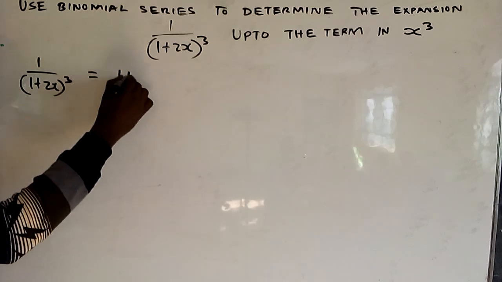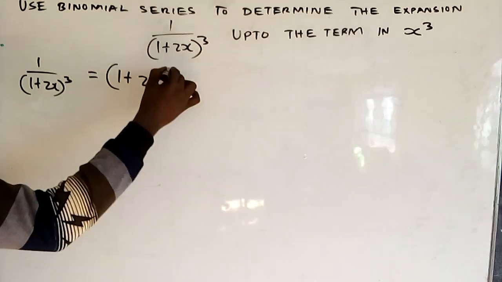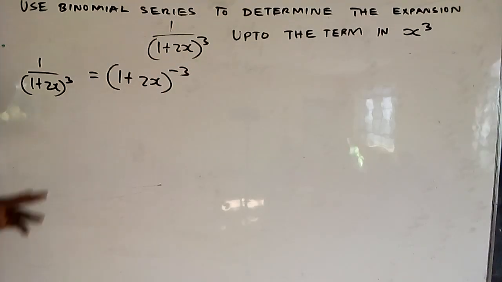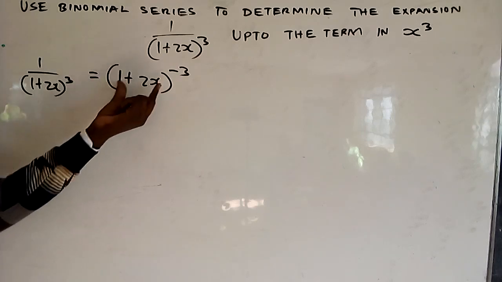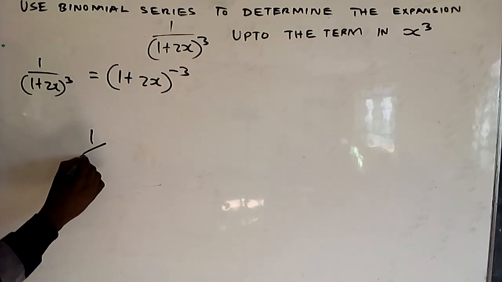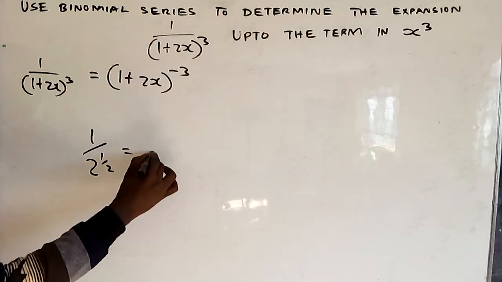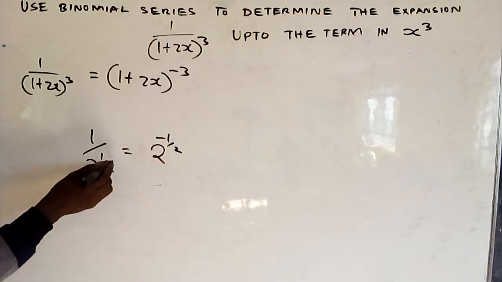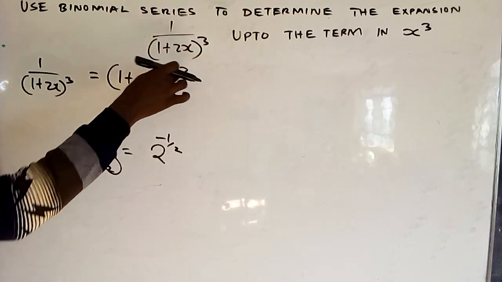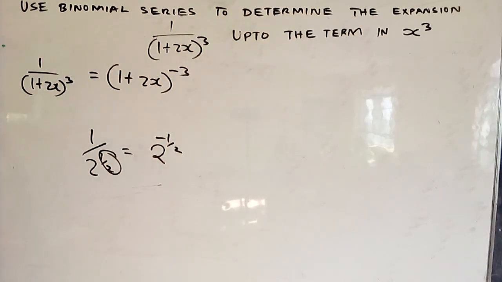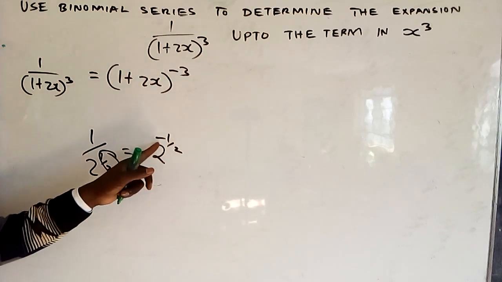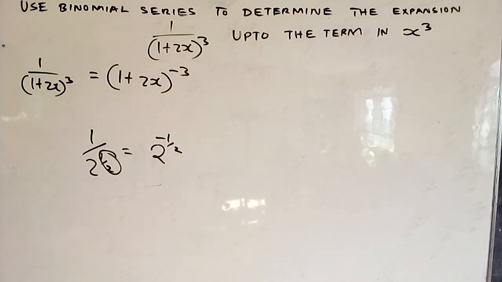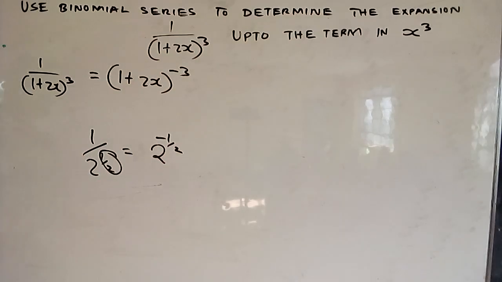So it can be written as (1 plus 2x) raised to the power negative 3. The negative sign means it is in the denominator. So if you have something like 1 over 2 raised to the power half, this is just 2 raised to the power negative half, but you put the negative sign to show reciprocal. The power does not change. The power remains the way it was, 3. Have you seen it? The power does not change. It is the negative sign which implies reciprocal. Are we together? Good.